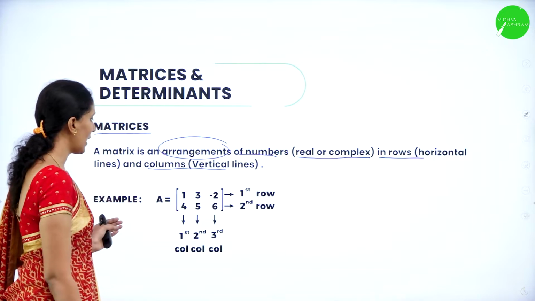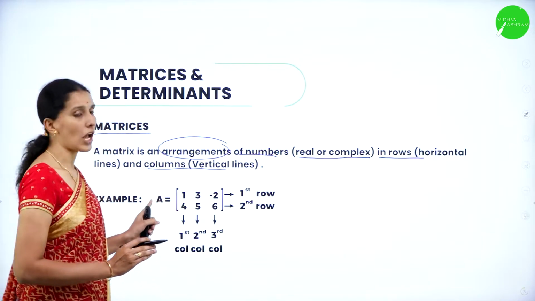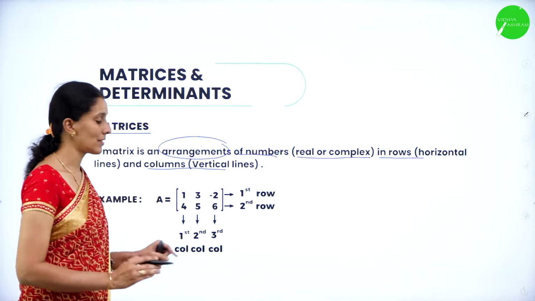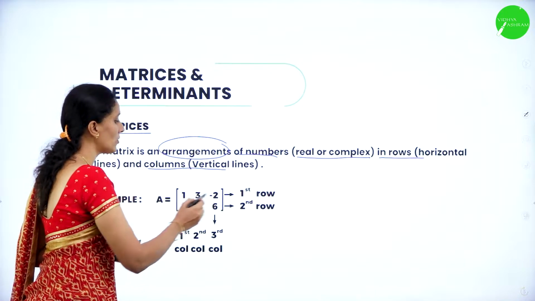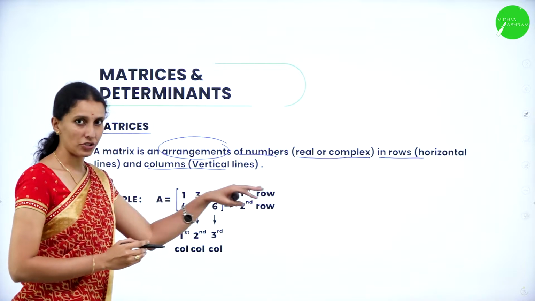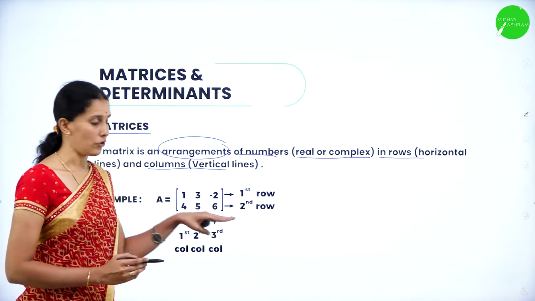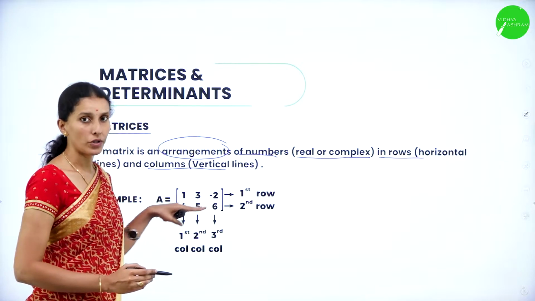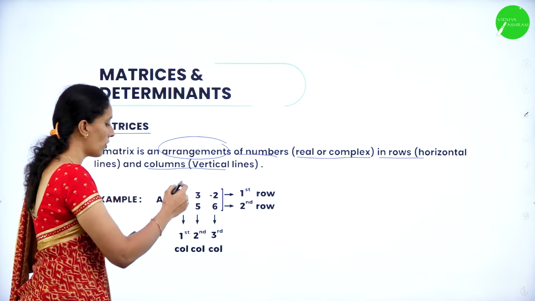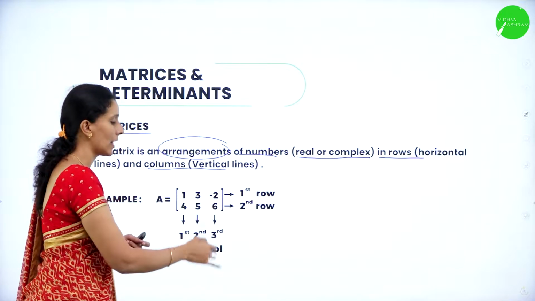So here I have taken an example. We always represent a matrix with English alphabets using capital letters and we write them in square brackets. Here in the first row, you can see the numbers 1, 3, -2 are arranged, and 4, 5, 6 are arranged in the second row. This can be taken as horizontal rows, or you can also arrange it in the form of columns. So 1, 4 is the first column, 3, 5 the second column, -2, 6 the third column.